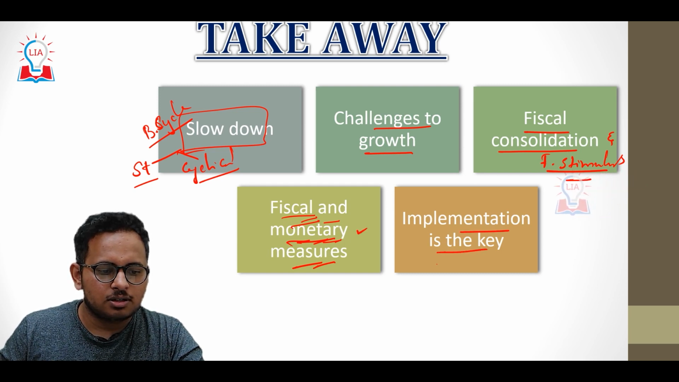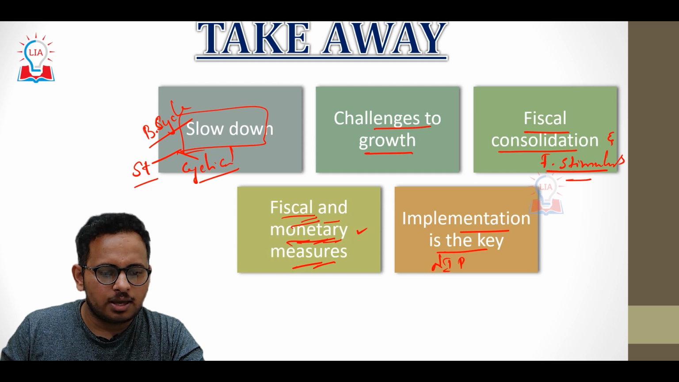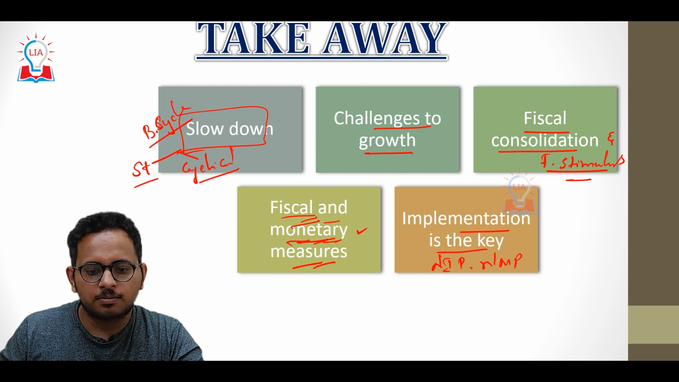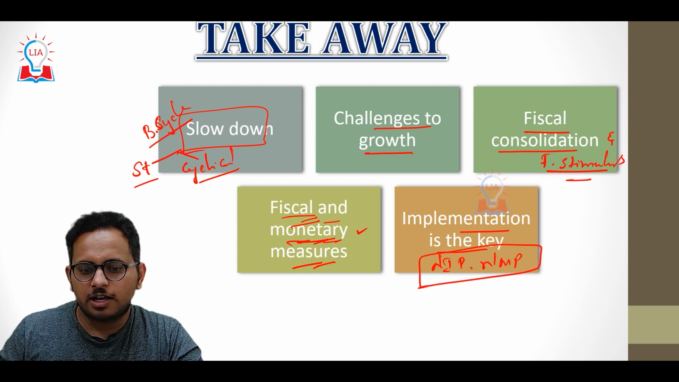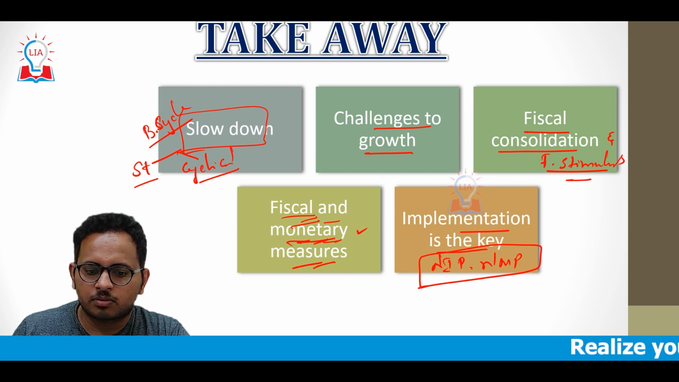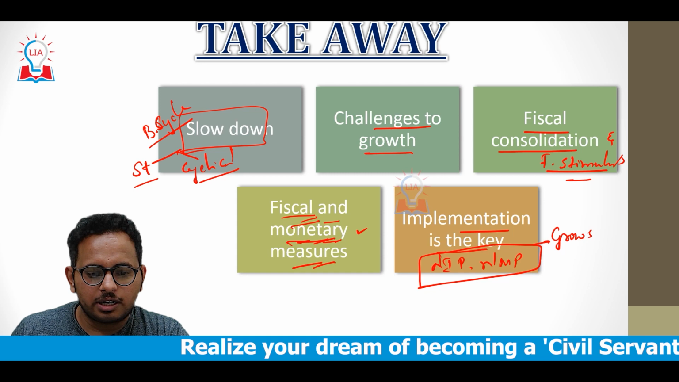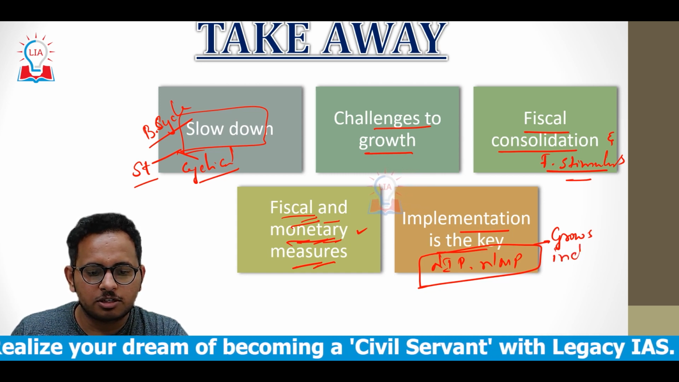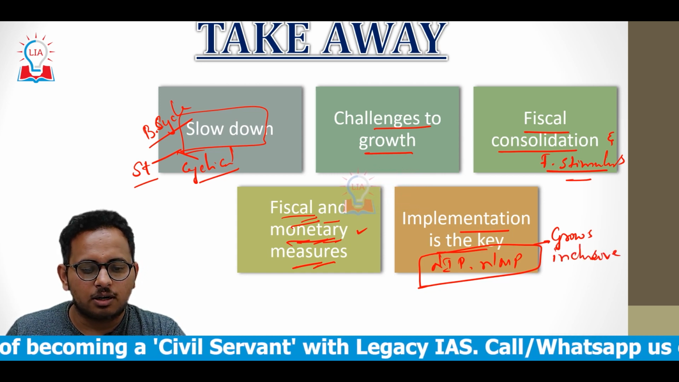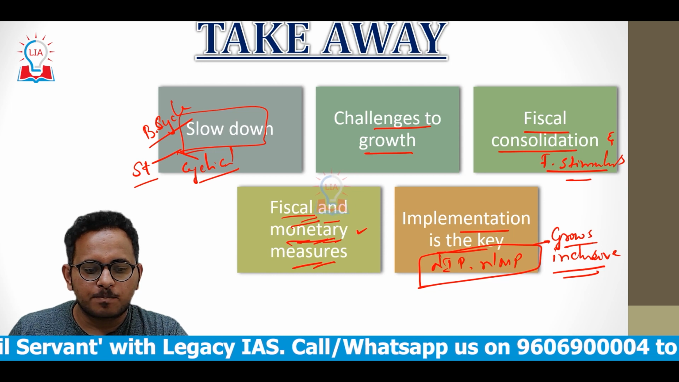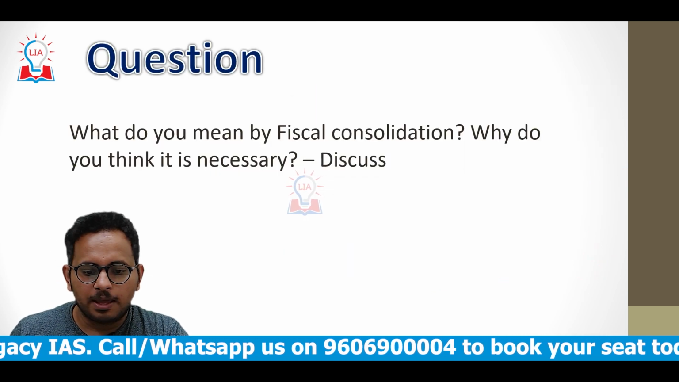Implementation is the key. The National Investment Plan and National Monetization Program have to be implemented in a proper way so that the economy grows in an inclusive way. Okay, that is the goal, growing the economy in an inclusive way.